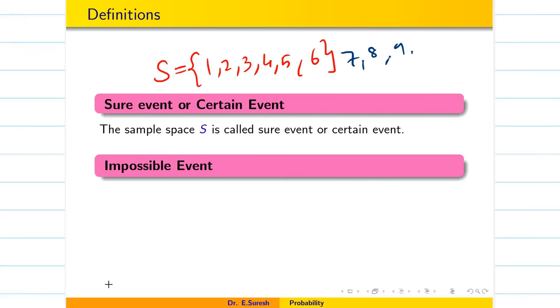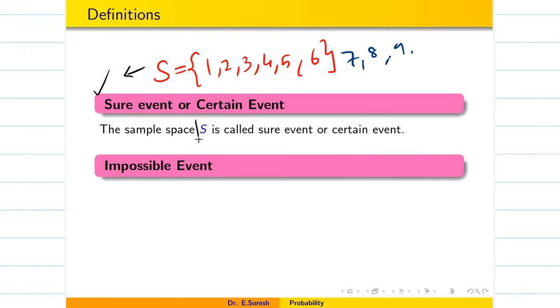So what is the tricky answer to say? If somebody asks you, when you throw a die, what will you get? You will get any number between 1 to 6. If you say it like this, it is the sure event. Can you understand, guys? When I throw a die, there is no other chance. Either you will get from 1 to 6, which means you are exhausting all the possibilities. So now you understand what is meant by a sure event.